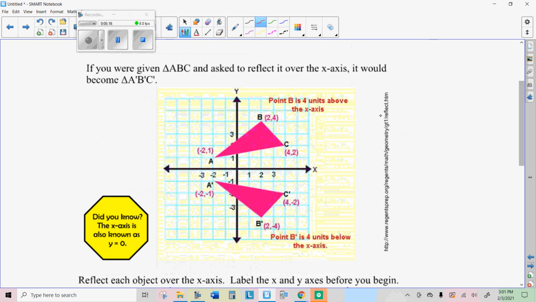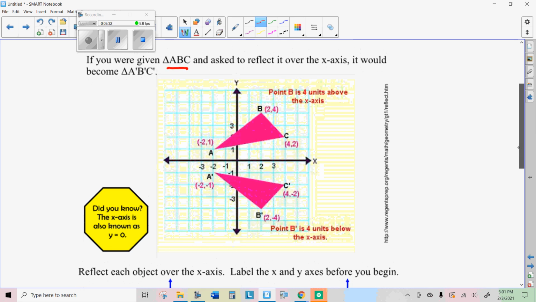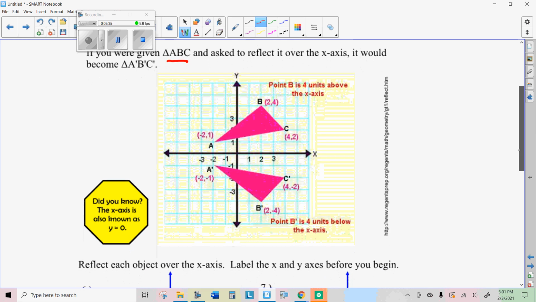If you were given a triangle ABC and asked to reflect it over the x-axis, it would become triangle A image, B image, C image. Sometimes you say A prime, B prime, C prime is another way to say that. But the image of triangle ABC looks like that, reflected across the x-axis. Okay, now notice also that this is the same deal. That distance is the same as that distance. Point C, that's 2, that's 2.